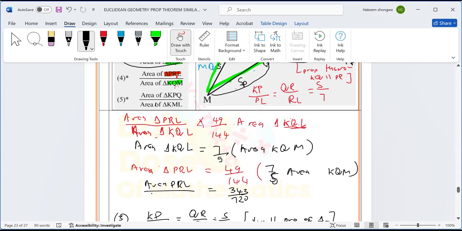343 over 720, all over the area of triangle KQM. I think we're done, guys. Number 5. We still have number 5. So far, so good.